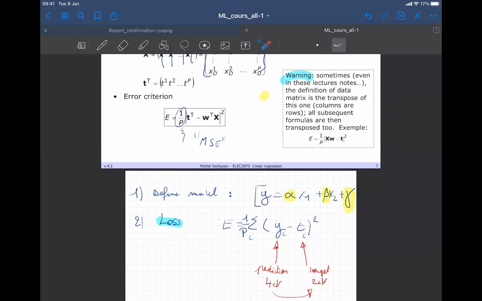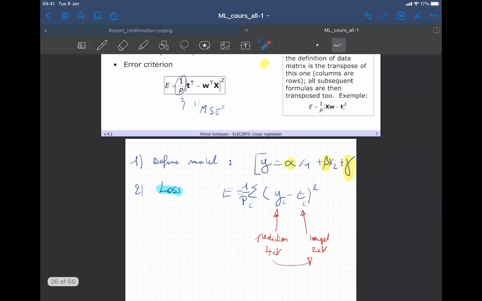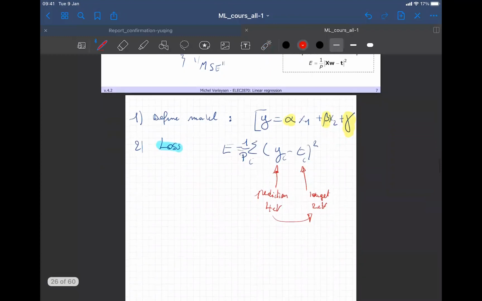I don't know if it is clear. I mean, often you have different notations. Here I put T and y. Sometimes people use the hat to show it's a prediction, and then you have y hat minus y, squared, 1 over P sum, because you have the prediction minus the true value. But it's always a function of the true value and the predicted value.